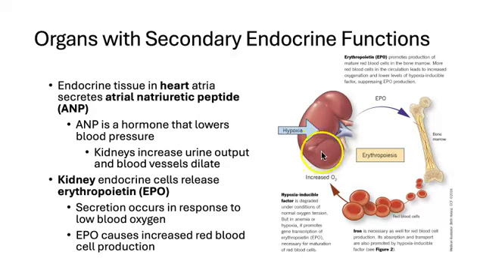Another secondary endocrine organ is the kidneys. They are going to release erythropoietin, also known as EPO, and that travels over to the bone marrow and tells it to go through erythropoiesis, or generation of new red blood cells. So typically the kidneys are going to secrete erythropoietin when they sense that we have low blood oxygen. And so by creating more red blood cells, we have more hemoglobin molecules that can bind to oxygen and increase our oxygen saturation within our blood.